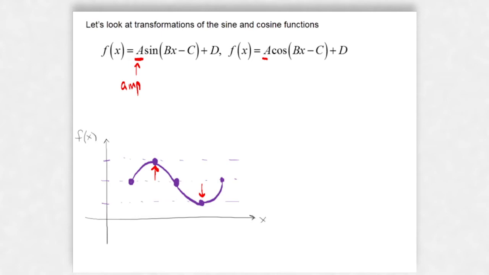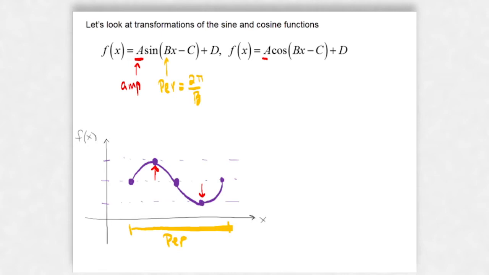B, well, B is going to allow us to figure out the period. So the period is found by taking 2 pi over B. And that's the shortest horizontal distance where the graph repeats itself. There's my period.